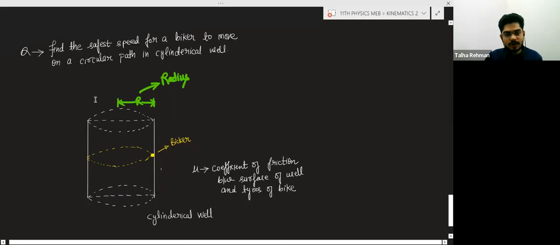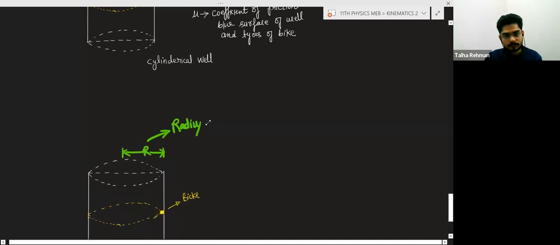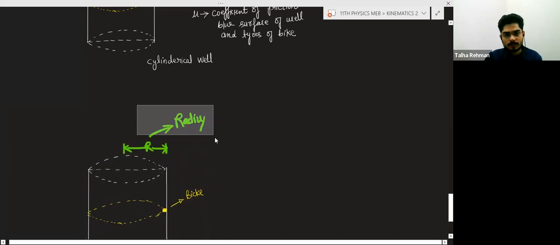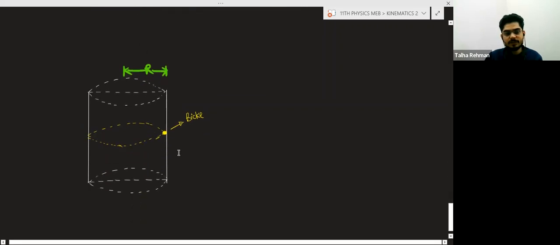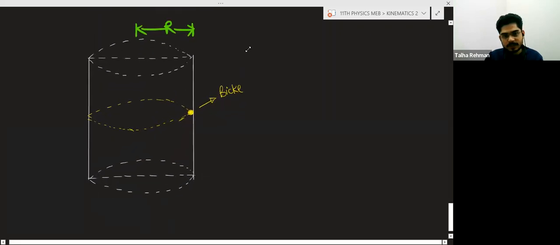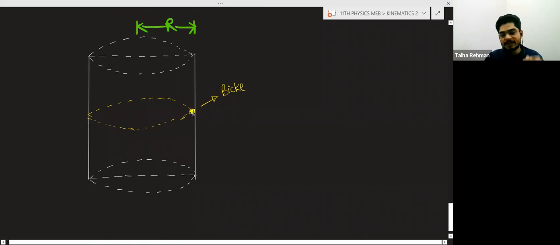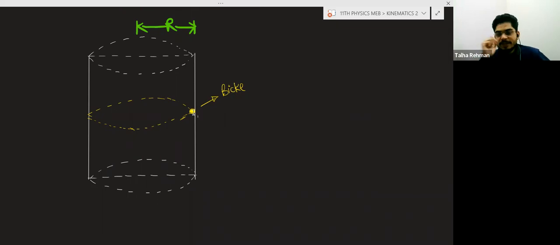Okay, so see how I will solve this question. The radius of the well is given. First just focus on or observe this biker. Here is a biker with a bike, and this is a point we have taken. Why? Because in physics, for analyzing the motion, we take the point mass.